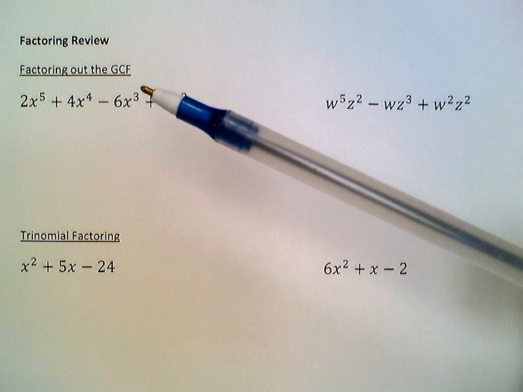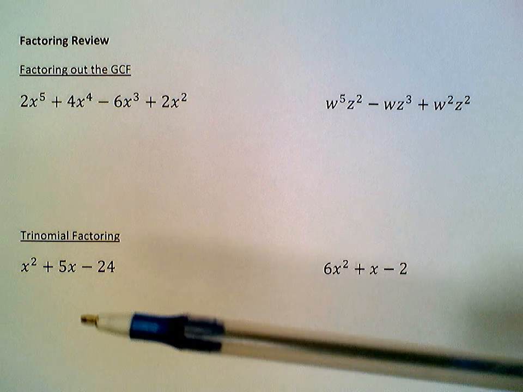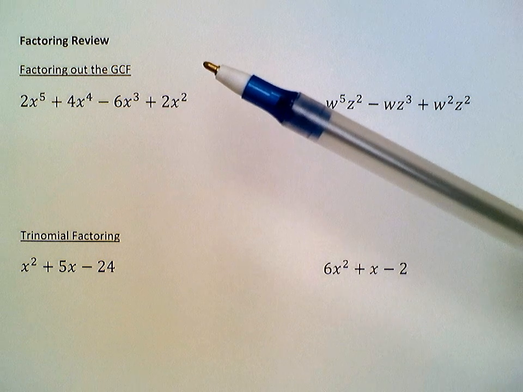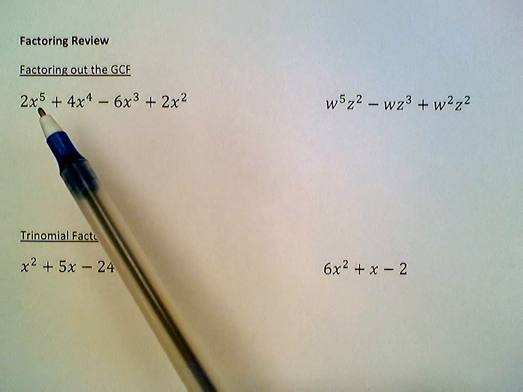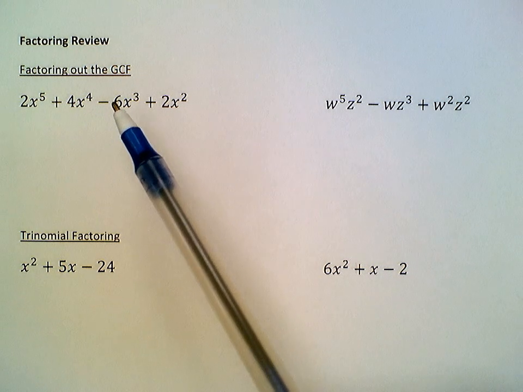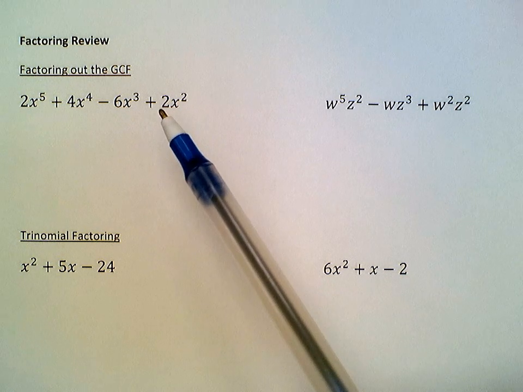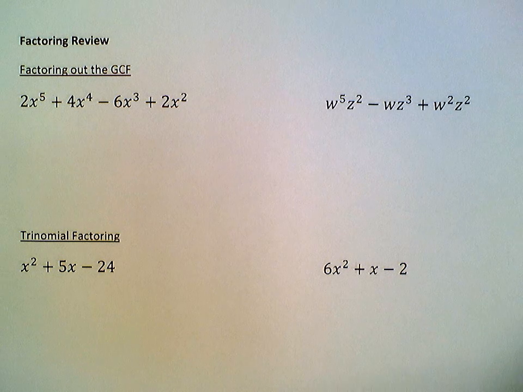So this is something that you should always do first before you try any other type of factoring. You should always look to see if there's a common factor that you can take out of all the terms. So if you look here, I've got four terms: 2x to the fifth plus 4x to the fourth minus 6x cubed plus 2x squared. So I'm looking for any factors that go into all four terms.